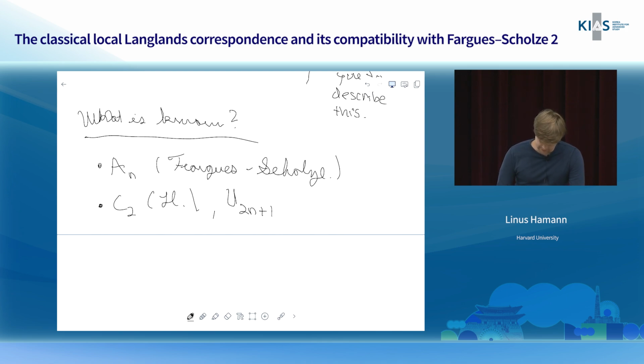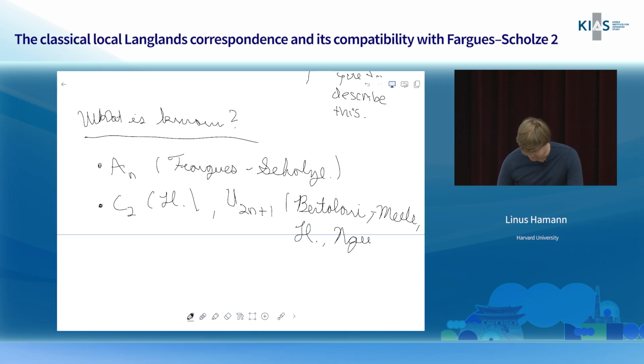So you could consider, for example, unitary groups, and this was done by myself together with Alexander. Sorry, I need to package knowledge.